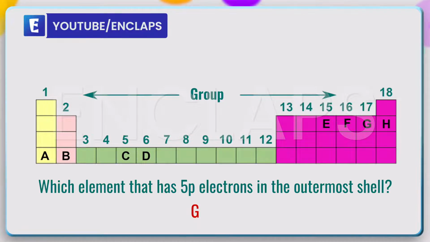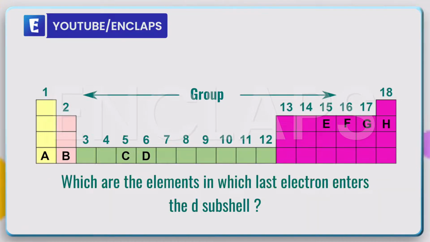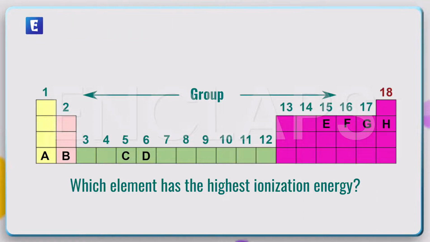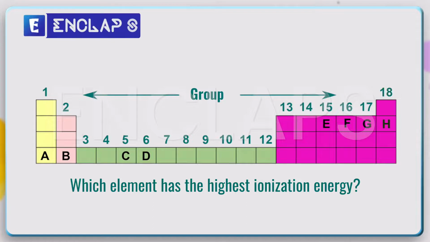Now, the next question is, which are the elements in which the last electron enters the D subshell? Here, we can see that the D block elements are C and D. Therefore, the answer is C and D. The next question is, which element has the highest ionization energy? We know that the 18th group element has the highest ionization energy. So, here the 18th group element is H. So, H has the highest ionization energy.